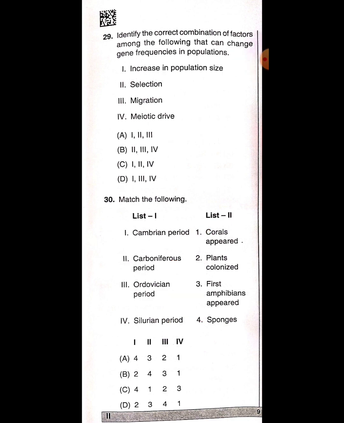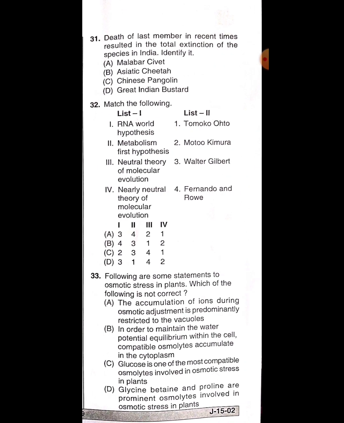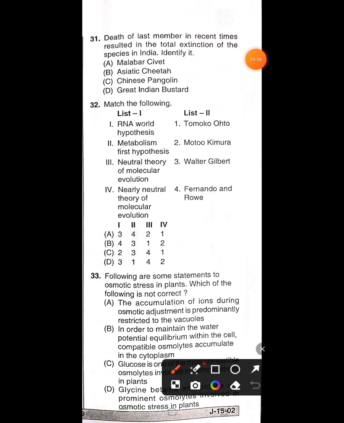Let's see the next question. Death of the last member in recent times resulted in the total extinction of the species in India. Identify that. Options are Malabar civet, Asiatic cheetah, Chinese pangolin, Great Indian bustard. I'm going to reveal the answer. Asiatic cheetah is the correct answer.